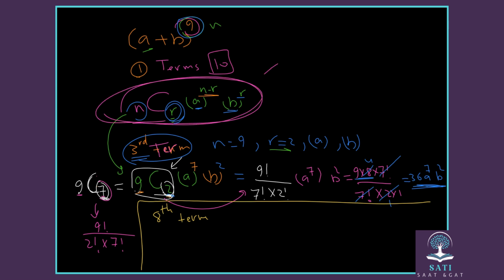This is now the formula to find any term, which is n combination r, then the first term power n minus r, then b power r. But what you need to know, what is n? N equals what here? This is n, right? N is 9. Then what is r? If I'm finding the 8th term, that means r will be this number minus 1, so it's going to be 7.